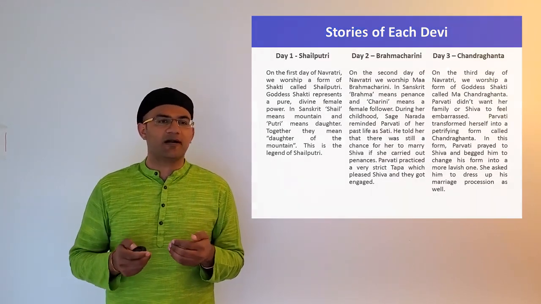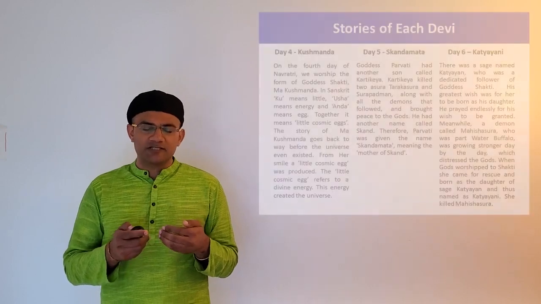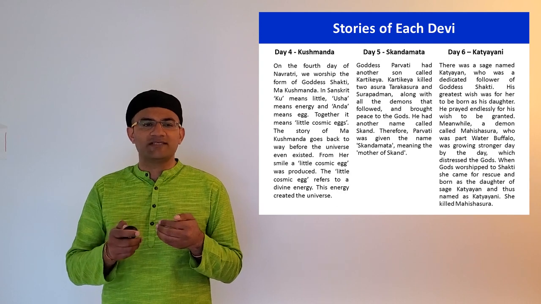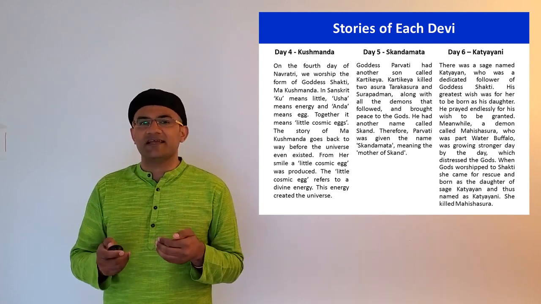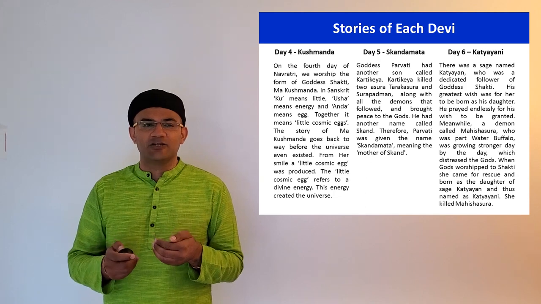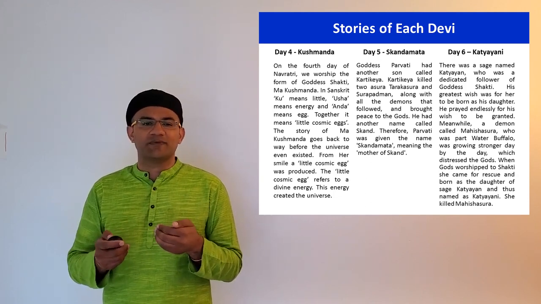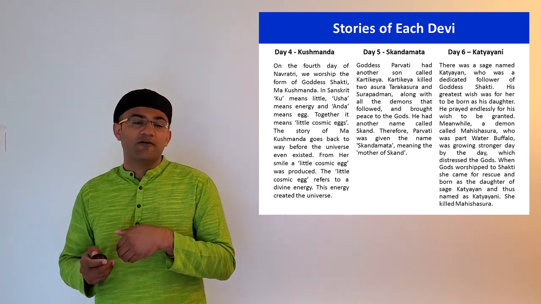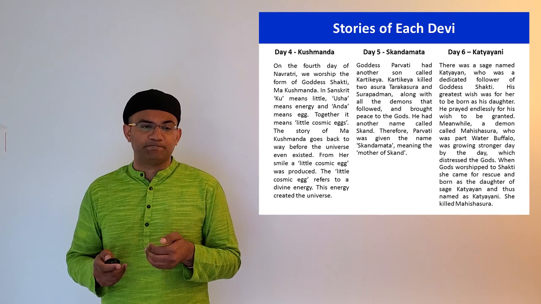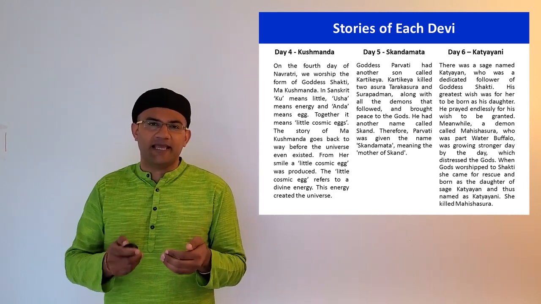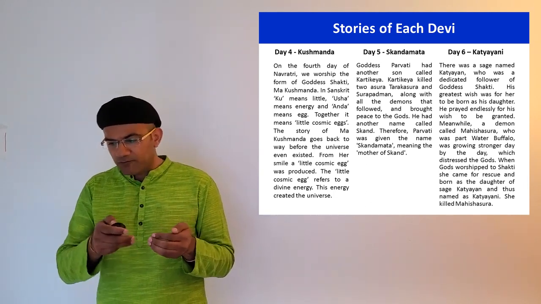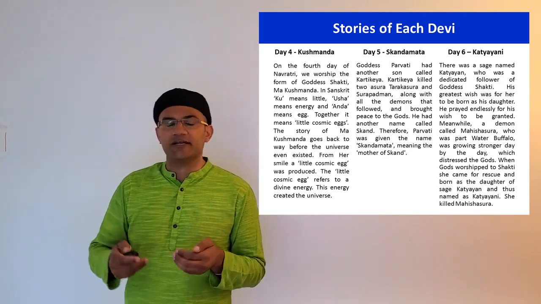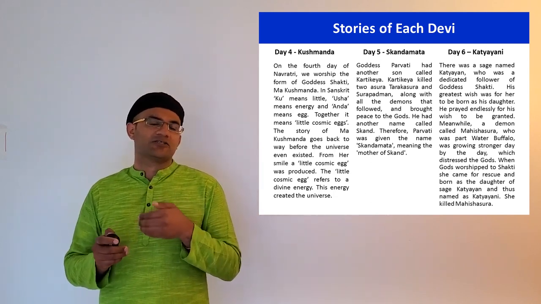The fourth day is Kusmanda. On the fourth day, this form of Shakti is Ma Kusmanda. In Sanskrit, Ku means little, Usha means energy, and Anda means egg. So together it becomes little cosmic energy. But the story of Ma Kusmanda goes back to way before the universe was created. It is the little cosmic egg from where the entire universe has basically originated. Think about this, right? A little cosmic egg.